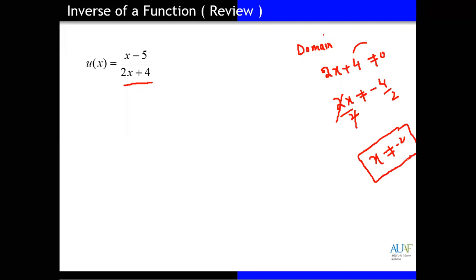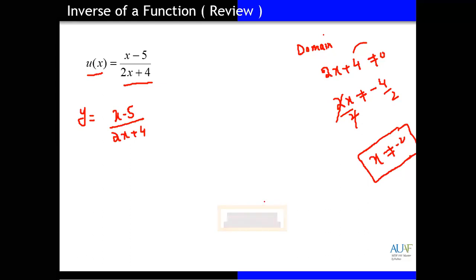Now how to find the range of this function? For the range of this function, we need the inverse function. From the inverse function, we can find the range of this function. So first of all, we need to find the inverse function. And you know there are three steps for finding the inverse function. First one, replace u of x, or f of x, with the variable y. y is equal to (x minus 5) divided by (2x plus 4).